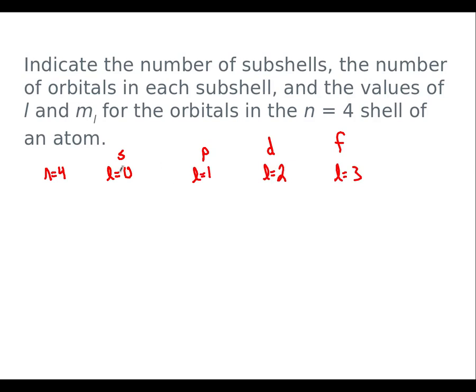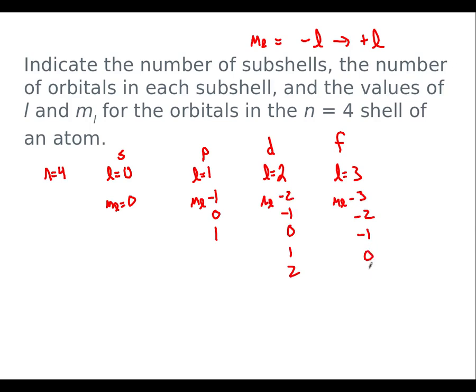Now, right here, when I have an l of 0, my only possible m sub l would be 0, because we have that nice little relationship that the m sub l goes from negative l to positive l. And if my l was 0, the only thing that's possible is 0. But for my p orbital, I have an m sub l of negative 1, 0, or 1. And on d, it's negative 2, negative 1, 0, 1, and 2. And on f, it's negative 3, negative 2, negative 1, 0, 1, 2, and 3.